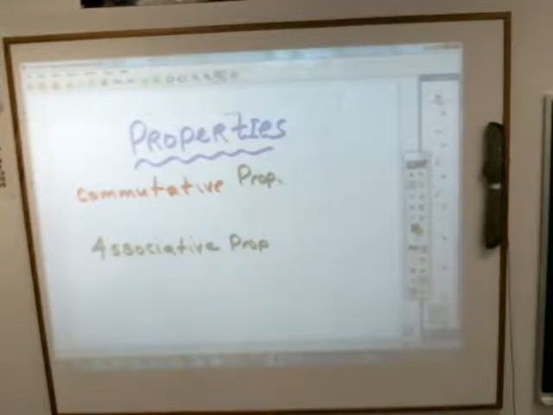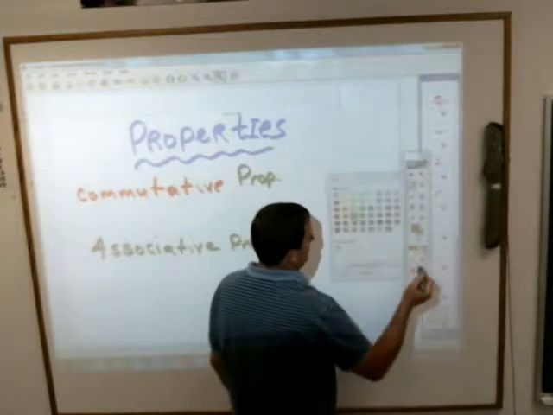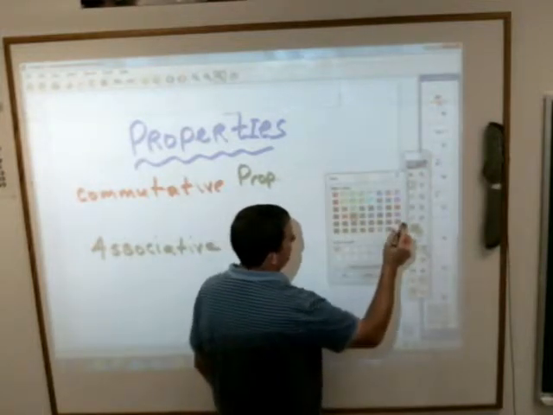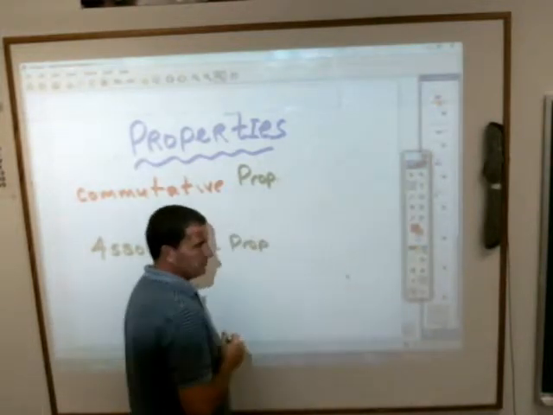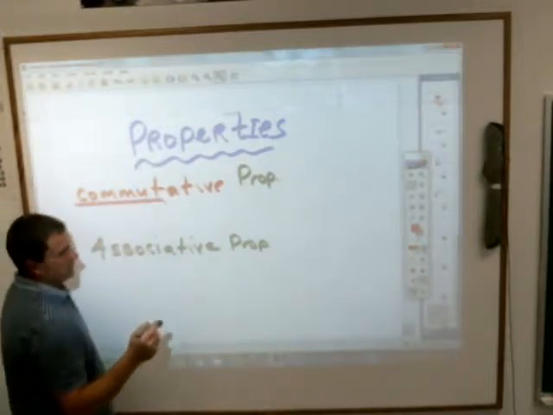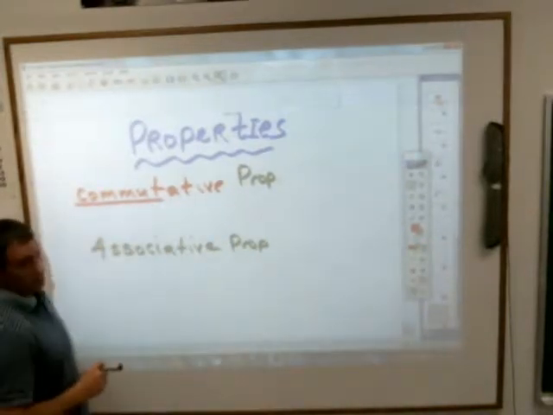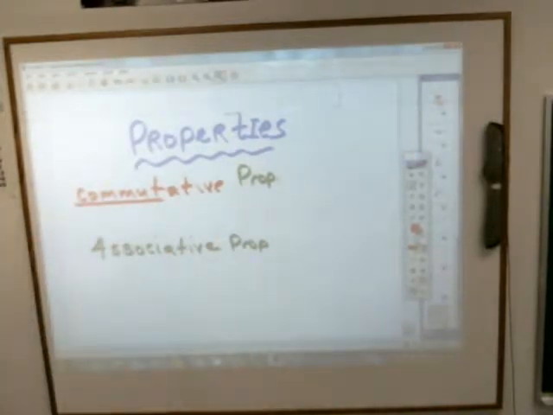Now, in order for you to remember these, which I would very much like you to do, it's probably best that you kind of break apart the words because they give you a little clue as to what that thing is. For example, the commutative property, the root word of that would be this word right here, which is commute. Does anybody know what the word commute means?